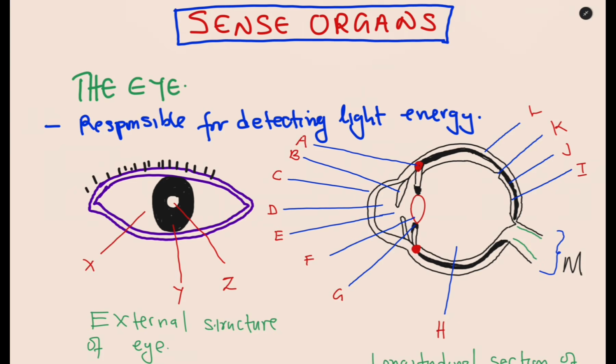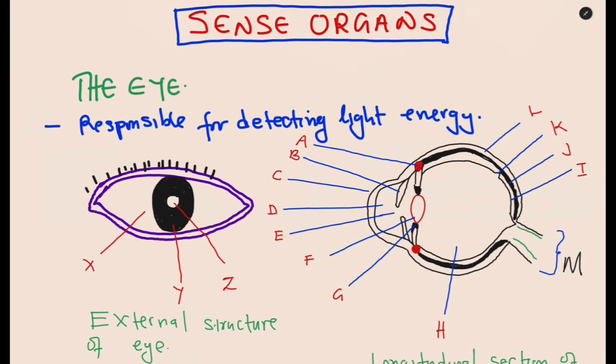What is the stimulus that an eye detects? An eye is just a sense organ responsible for detecting light energy. And in this one, we are going to start by looking at the structure of an eye, both the internal and external structure. We are going to look first at the parts that make up the external structure, and then the parts that make up the internal structure, and afterward we are going to look at the functions.